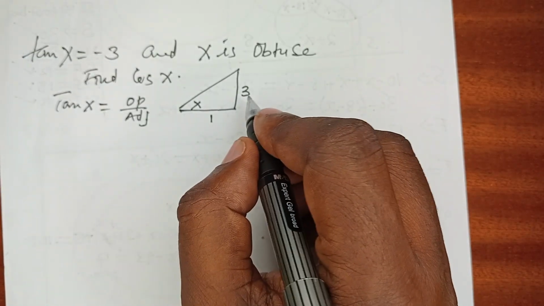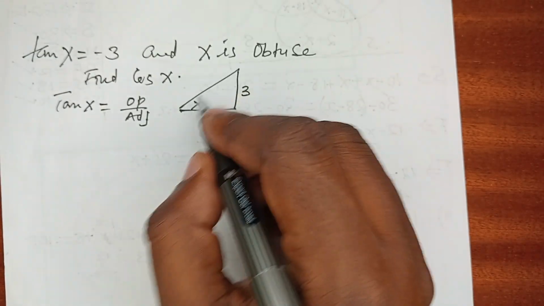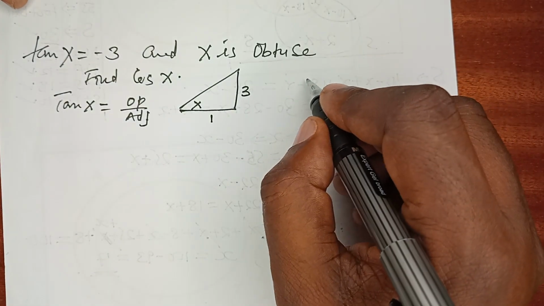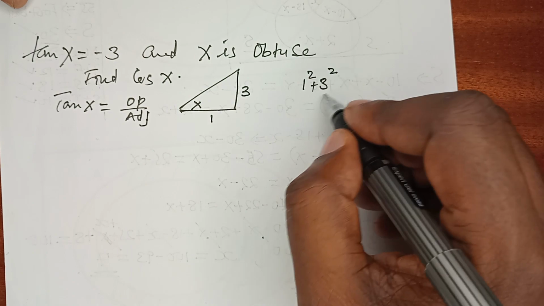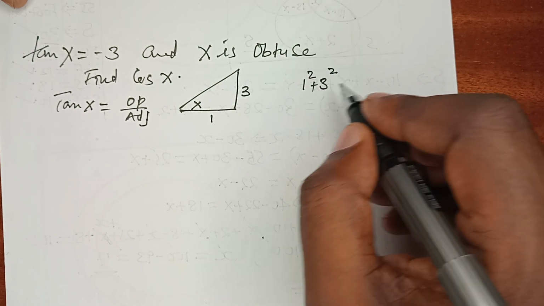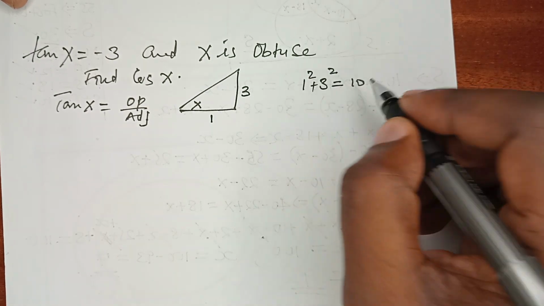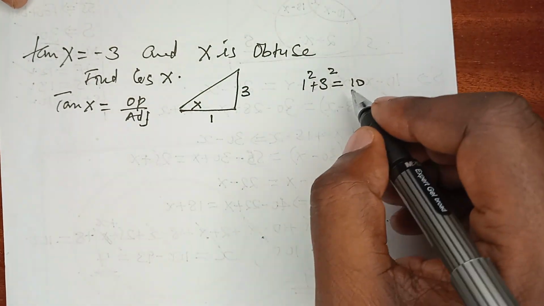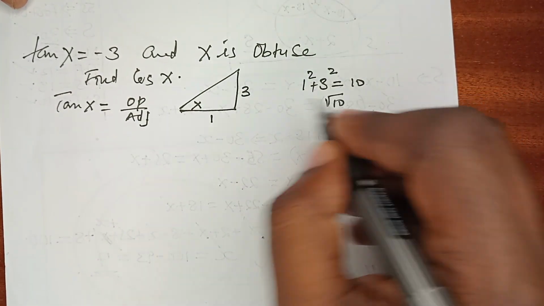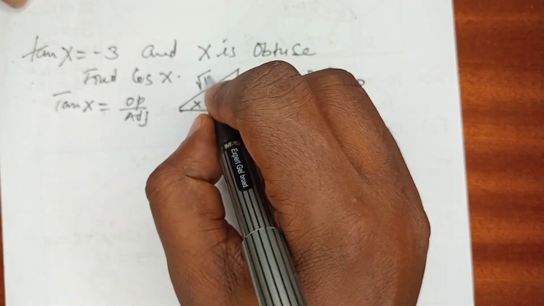Let us first of all take 3 so that we can get the hypotenuse. The hypotenuse is 1 squared plus 3 squared. Even if it was -3, squared is still 9, and this gives 10. Therefore, according to Pythagoras, this is simply root of 10. So we have the root of 10 there.